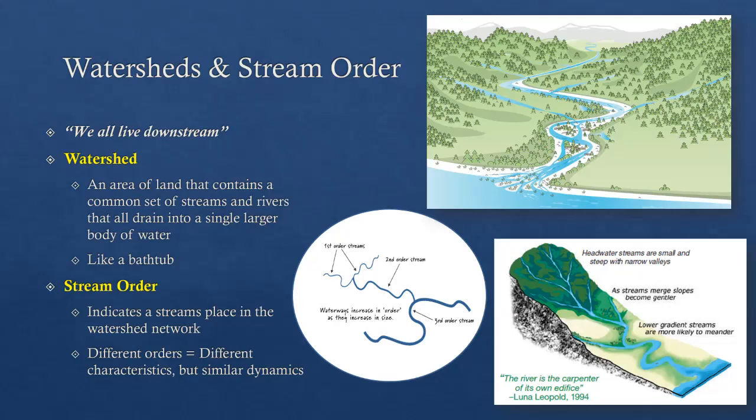But another thing to note too is that there are different stream orders. Really all you need to know from looking at those images is that we have headwater streams and we have streams closer to the mouth of the river. What's important to notice is that depending on where you're at within a watershed, there are going to be different characteristics in terms of sediment load and slope that affect the stream. But overall, the stream dynamics are going to be the same.